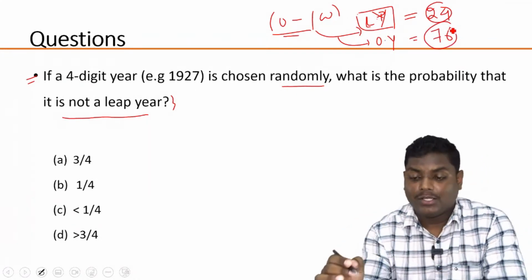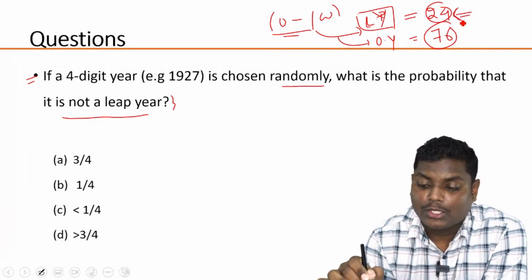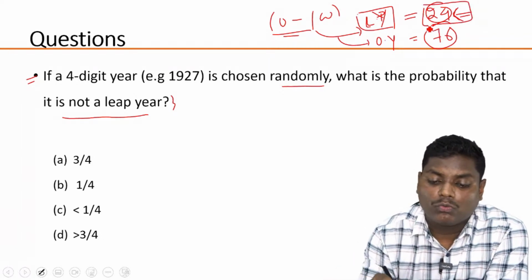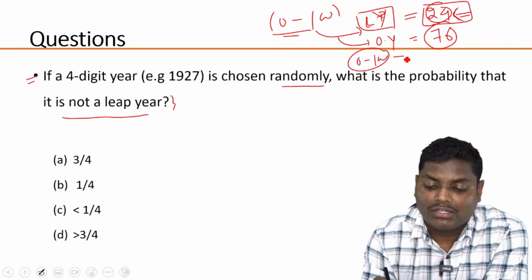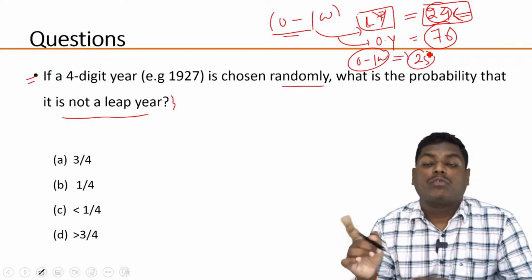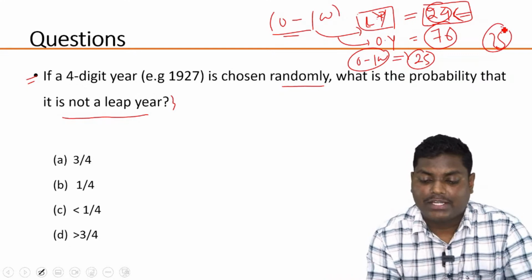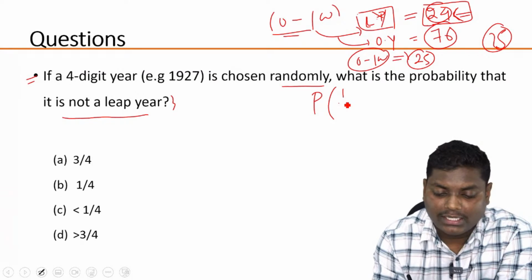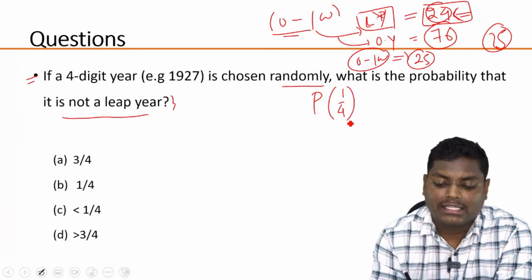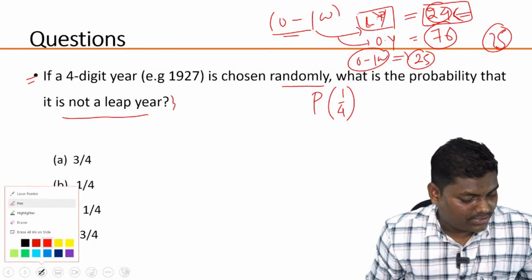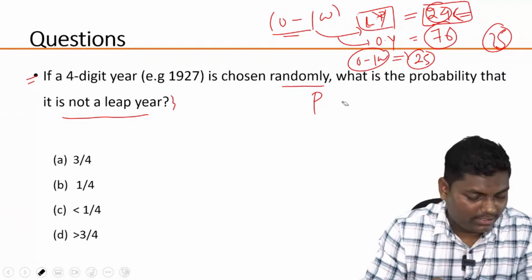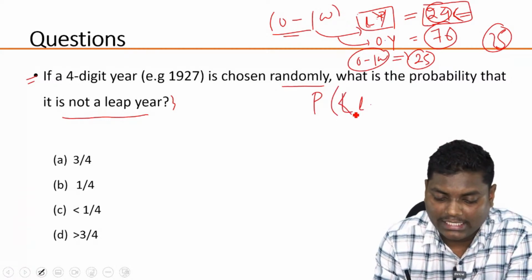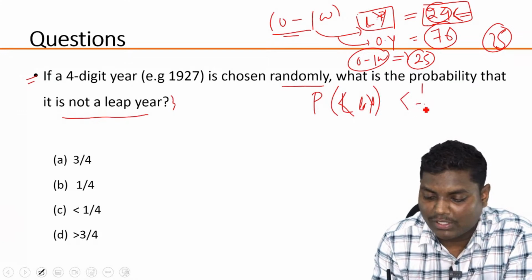Now, do you get this thing? You can notice here that when we're considering 0 to 100, it is not exactly 25. It is less than 25. So the probability of getting a leap year is less than 1/4. That's what we have seen.